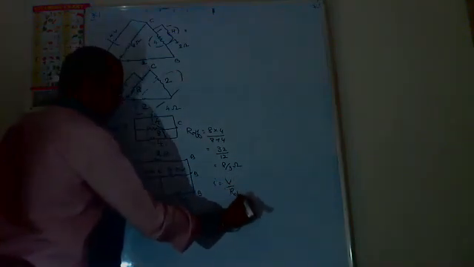Yes, Charitesh, what you told is correct, and R effective is 8 by 3. Therefore, I is equal to V by R effective. V is 4, R effective is 8 by 3. So the answer is 3 by 2, that is equal to 1.5 amperes. What you got is correct.